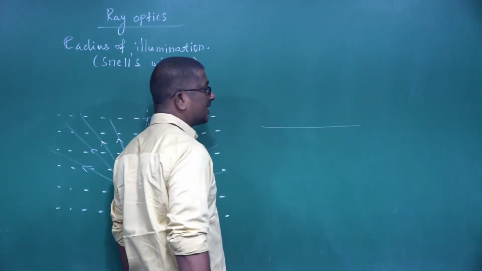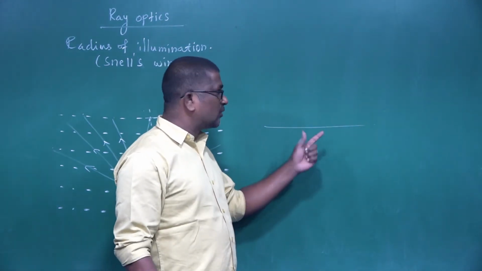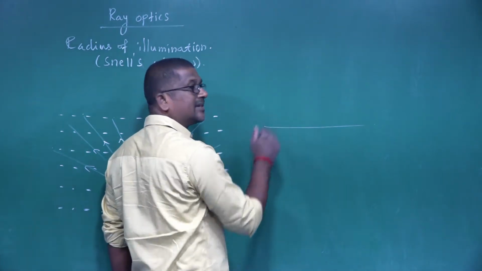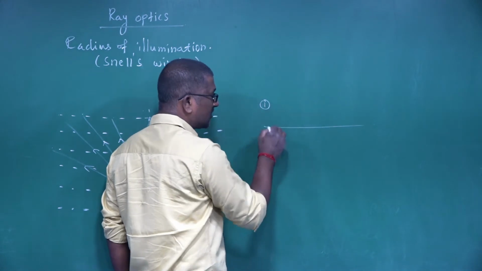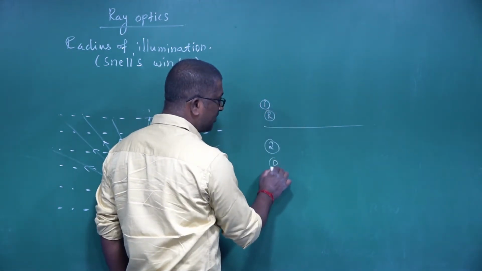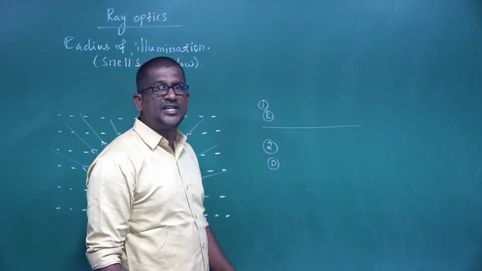Suppose let us consider a refracting surface. A surface which separates two media is known as a refracting surface. So this is a refracting surface, because it separates two media. One of the media is called rarer medium and the other is called denser medium. Which is rarer and which is denser?